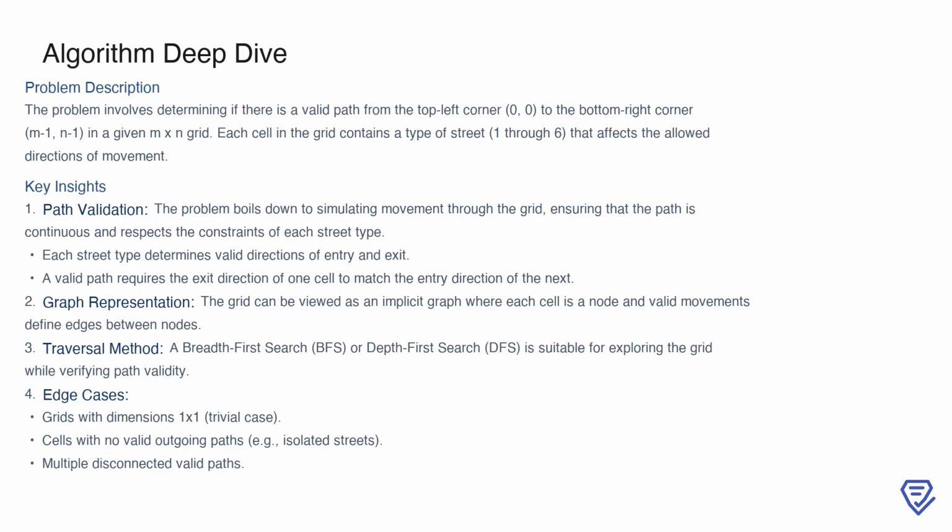We can think of the grid as an implicit graph, where each cell acts as a node and the valid movements between cells represent edges. To explore this graph efficiently, algorithms like breadth-first search or depth-first search are highly suitable. Additionally, we must account for edge cases, such as very small grids, streets with no valid outgoing paths, or scenarios where there are multiple disconnected sections of the grid. Addressing these considerations is crucial for building a robust solution.